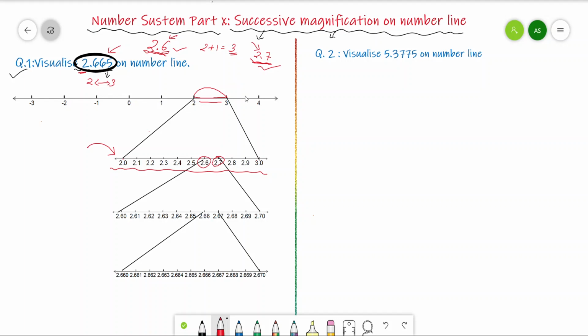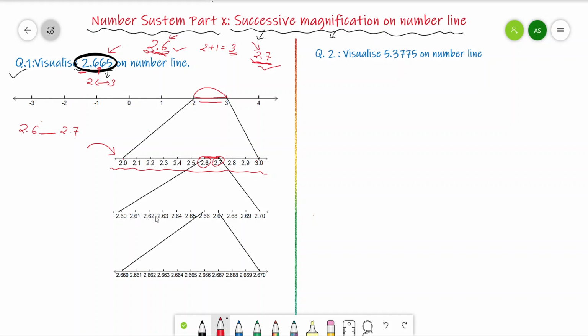We will further magnify this region. We will magnify this region once again, because if you see the 100th place digit, it is 2.66. So the number lies between 2.6 and 2.7. We have enlarged this region and we have got this.